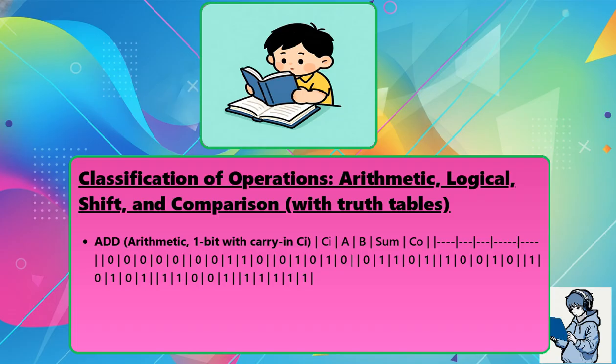Row 5: carry-in 1, A is 0, B is 0 gives sum 1 and carry out 0. Row 6: carry-in 1, A is 0, B is 1 gives sum 0 and carry out 1. Row 7: carry-in 1, A is 1, B is 0 gives sum 0 and carry out 1. Row 8: carry-in 1, A is 1, B is 1 gives sum 1 and carry out 1.